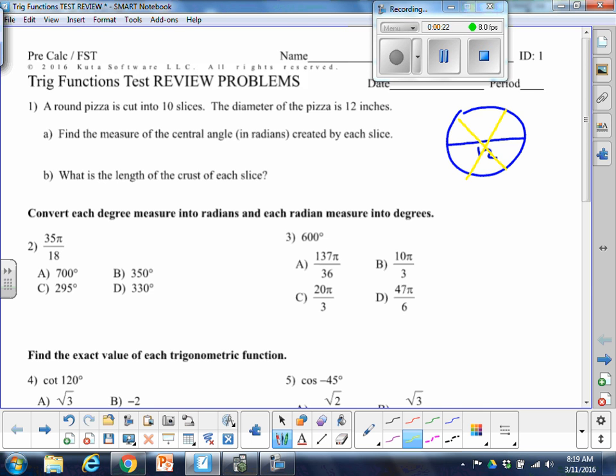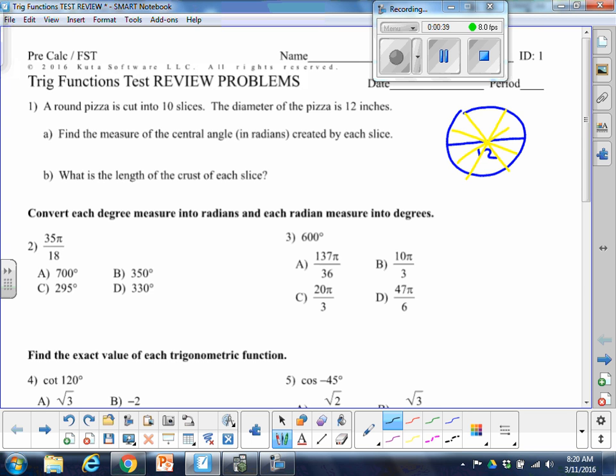1, 2, 3, 4, 5. Oops, I think I already had the one for the diameter. We can count that one. So there's 2, 3, 4, 5. Okay, something like that. So basically we need to figure out the central angle there for each slice.